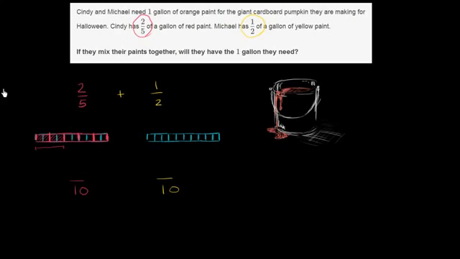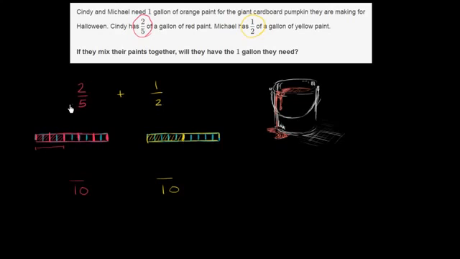Now let's do the same thing for 1/2. Let's divide this bar exactly in half. And 1/2 literally represents one of the 2 equal sections. So this is 1/2.